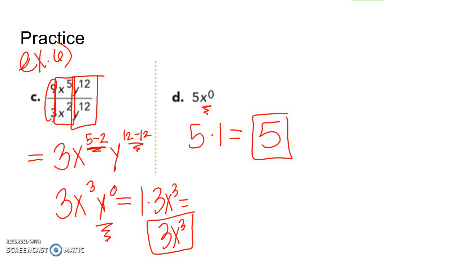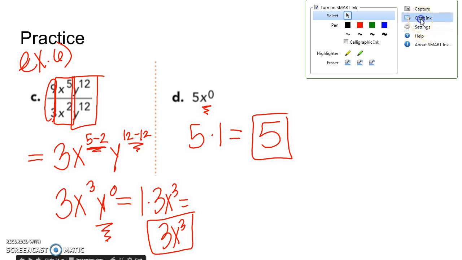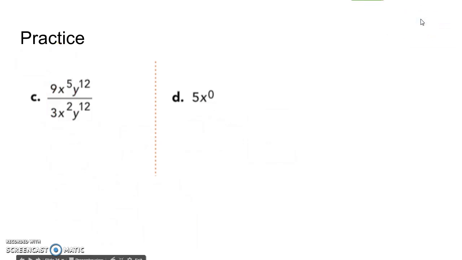Alright, so our exponent rules from today, power to a power. When you have a power to a power, you multiply the exponents. And then the 0 exponent property, when you have an exponent of 0, it equals 1.